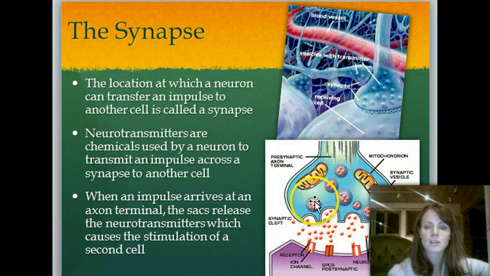So they come down to the axon terminal. As that impulse comes down this way, it causes these neurotransmitters to be released, and this is called the synaptic cleft, okay? And it basically jumps that little gap, okay? And then it goes into these receptors, and then it transmits the impulse through either that next neuron or that muscle, okay? So when an impulse arrives at an axon terminal, the sacs are released with the neurotransmitters, which causes the stimulation of that second cell, okay? So there's the synapse for you.